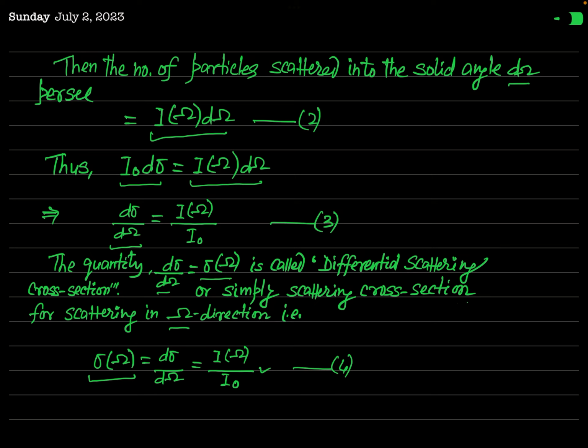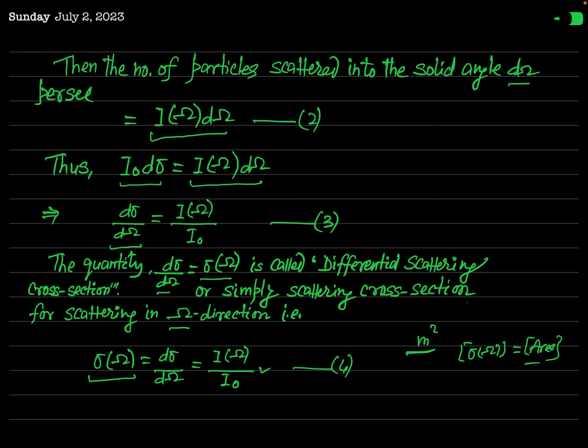Now think about the dimension or unit of this differential scattering cross section. You know that the dimension of this dσ, which represents area, is actually meter square. And dΩ, which represents the solid angle, is a dimensionless quantity. So you can say that the dimension of this σ(Ω) is the dimension of area. And that's why the term cross section is used. Why cross section? Because its dimension is equal to the dimension of area, hence this quantity is called cross section.